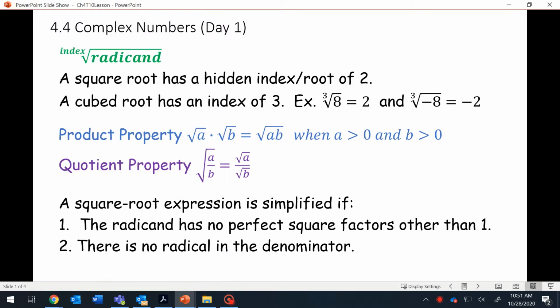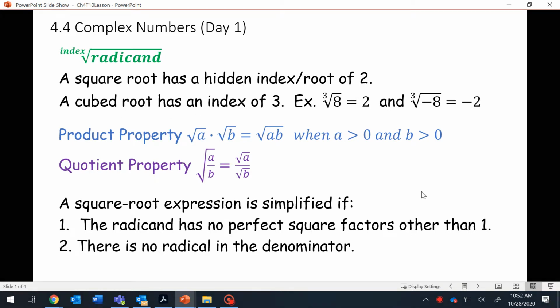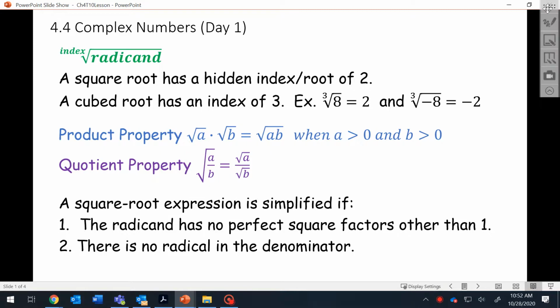Alright, today we're going to look at Chapter 4, Topic 10. And Chapter 4, Topic 10 is an introduction to what are called imaginary numbers. They're called complex numbers or imaginary numbers.